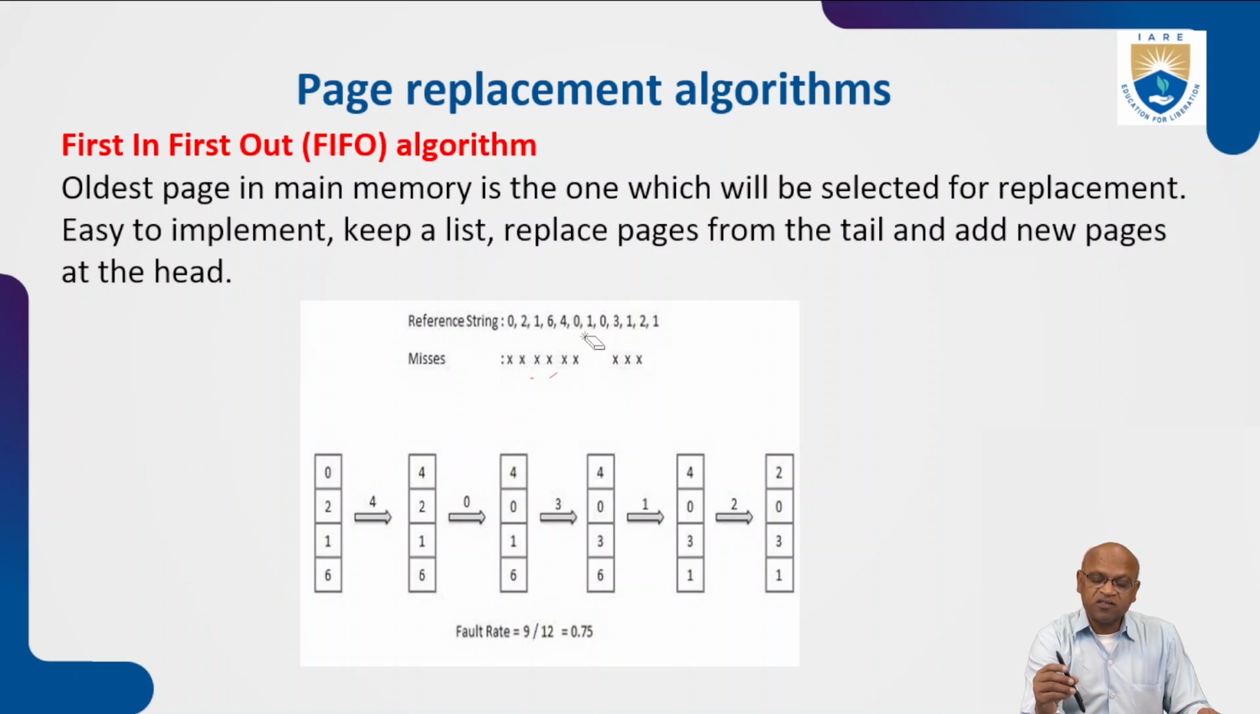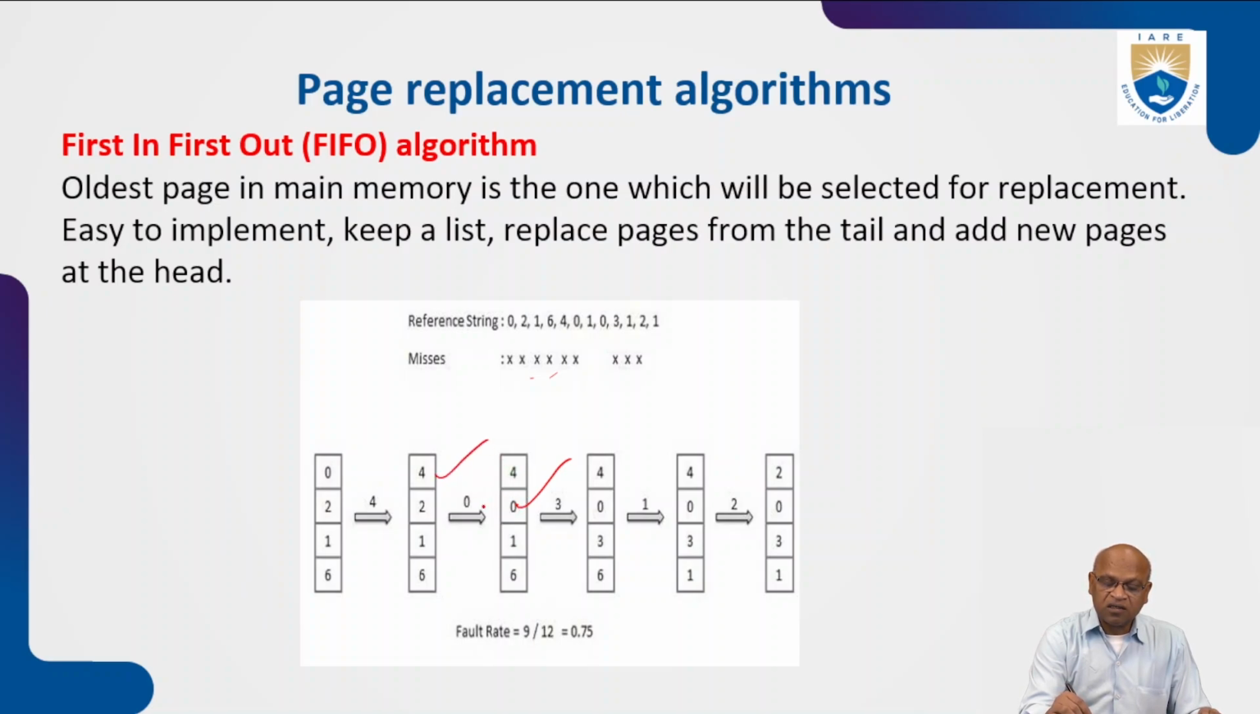Now what is the next sequence? The next is 0. Since 0 is already there, no need to disturb that one. The oldest page in the memory is the one which will be selected for replacement. It is easy to implement. Keep a list, replace pages from the tail and add new pages at the head.